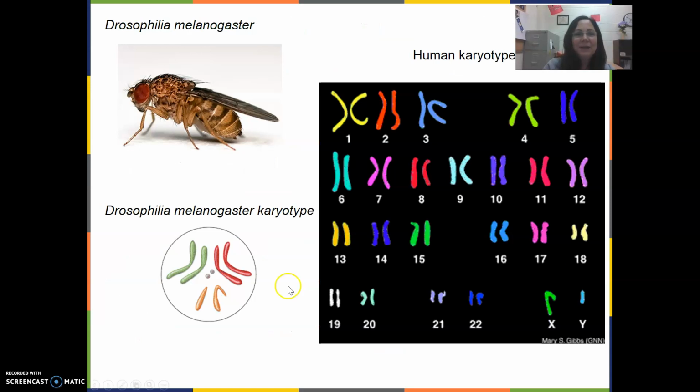So in fact, here's a fruit fly all blown up for you. With red eyes, fruit flies can have various colors of eyes. They can have red eyes, white eyes, and then they can have different shades of brown eyes.